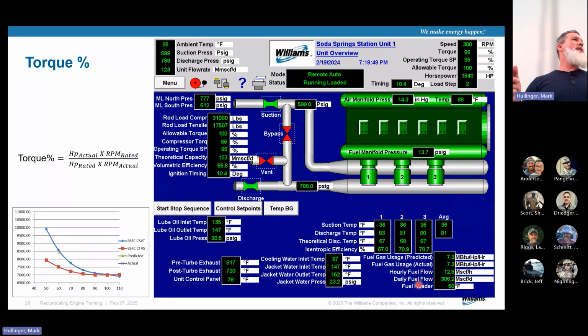When we run a reciprocating engine at low torque, what happens to your fuel?